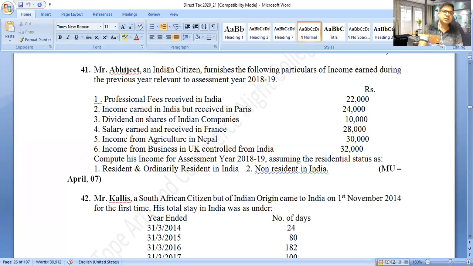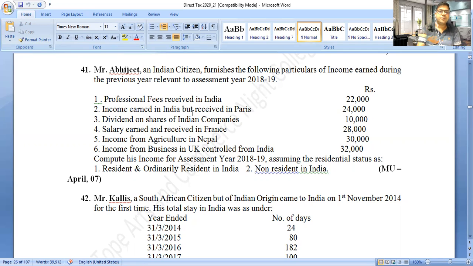Now Abhijit has provided various kinds of information about the income earned during the previous year. Professional fee received in India: he has received this 22,000. It is taxable to all, whether he is R&OR, RBNOR or NR. Why is it taxable to all? Because the fee is received in India. Whether it arises in India or not, this information is not available, but we have to assume that these fees also arise in India. Here, it is taxable to all.